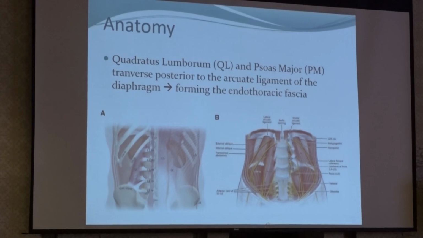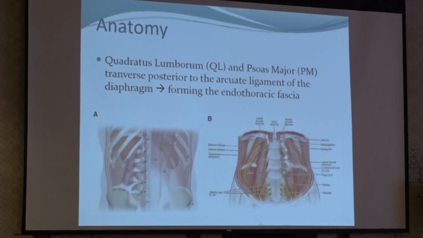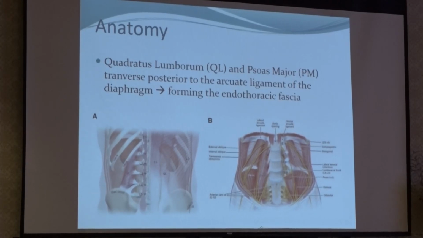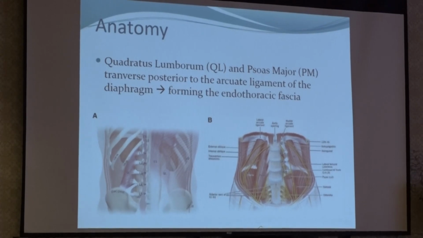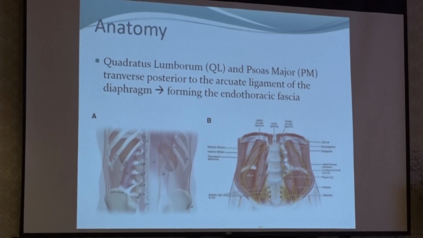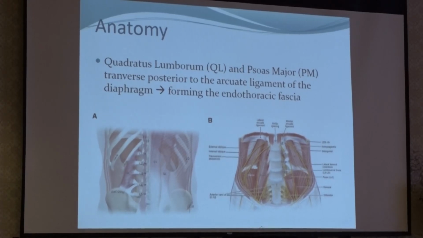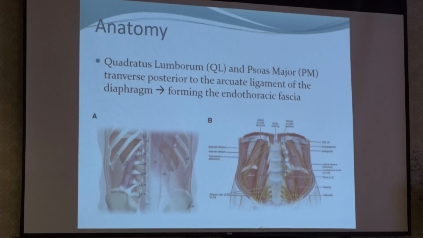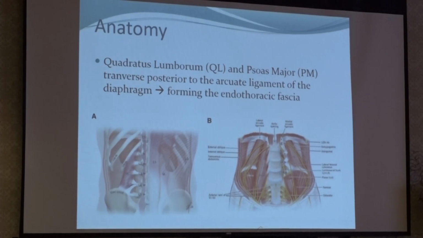The anatomy behind this block: number one, the quadratus lumborum muscle and the psoas muscle. Actually, it is the core muscle of our back. It transverses between our iliac crest and goes across the diaphragm, and then it's connected to the paravertebral space. So that's one of the mechanisms of this quadratus lumborum block. There are actually multiple mechanisms.